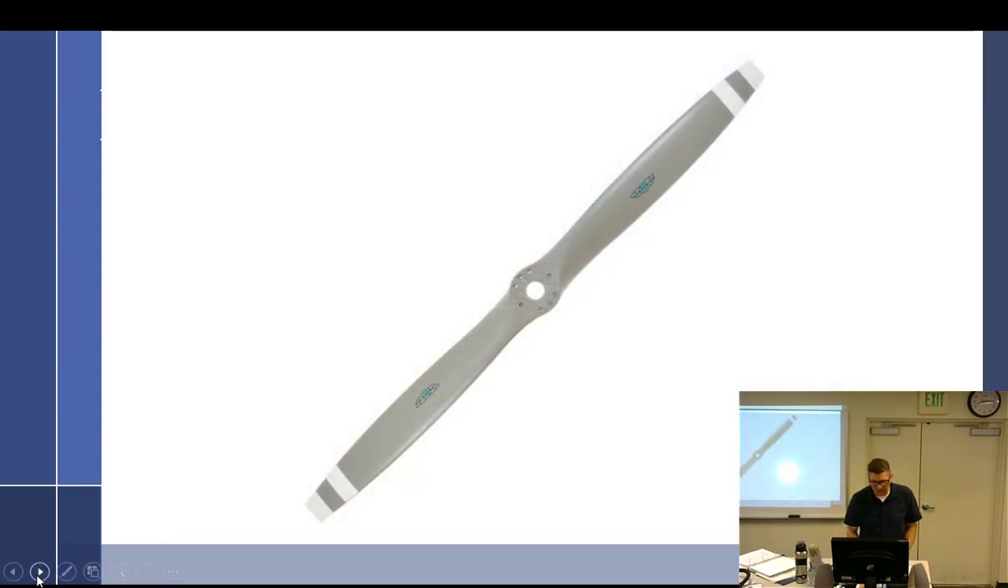All right, types of props. You can write this down. Fixed pitch. It is obviously a rigid propeller. Blades do not adjust, obviously, unless you've got a cigarette and a big machine.